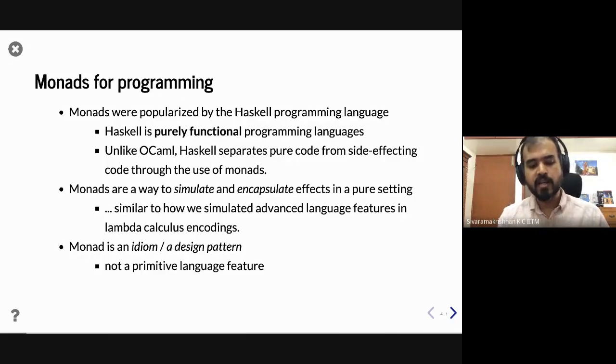So if I wanted a concurrency library, if I wanted, say, high performance asynchronous programming library in OCaml, I will write the library using a monad just so that it simulates the presence of concurrency, which OCaml does not have, right? OCaml does not have native concurrency features, right? So the idea is that you can simulate advanced language features just by using a monad.